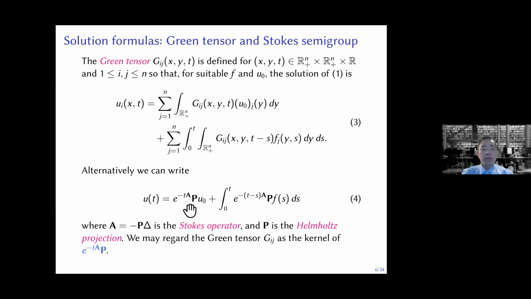A more common formula is in this form, Duhamel's formula. Here e to the minus tA is the semigroup, where A is the Stokes operator, which is minus the projection times the Laplace operator, and P is the Helmholtz projection. It maps a vector field to a vector field which is solenoidal, and I will describe that in a moment. So this is the Stokes operator, and this is Duhamel's formula. We also take the projection of the force and then apply this semigroup. So our Green tensor can be considered to be the kernel of this. It's important to keep in mind that I need to keep this P here. P is important.